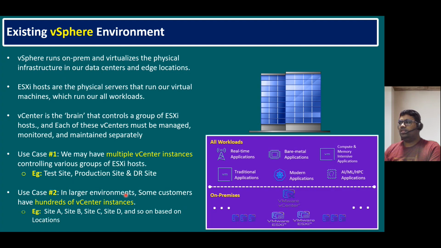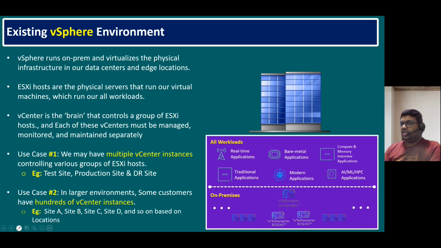In a larger environment, suppose our organization's infrastructure is very big. In that larger environment scenario, some customers have hundreds of vCenter instances. That means site A, site B, site C, site D, and so on, based on the locations, because some organizations have multiple branches across the globe.